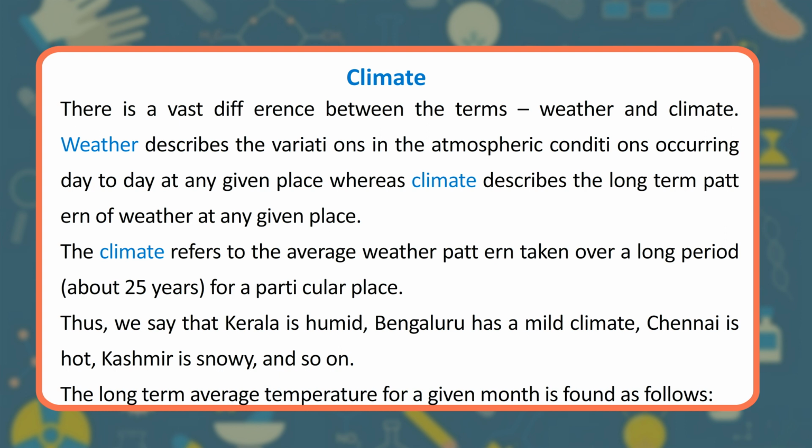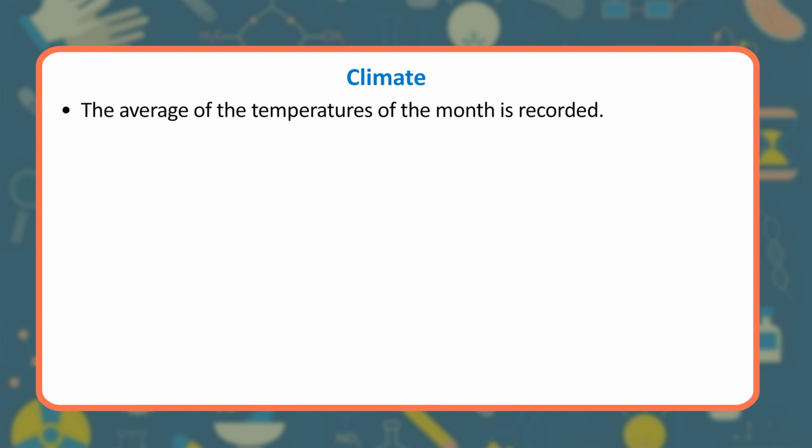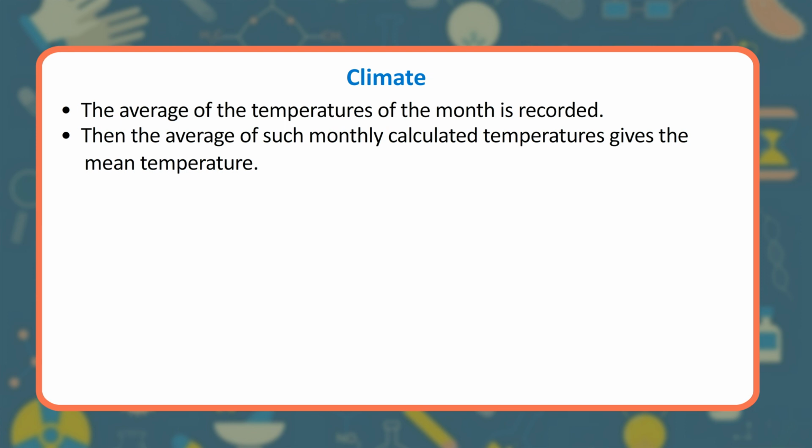Thus, we say that Kerala is humid, Bengaluru has a mild climate, Chennai is hot, Kashmir is snowy, and so on. The long-term average temperature for a given month is found as follows. The average of the temperatures of the month is recorded. Then the average of such monthly calculated temperatures gives the mean temperature.